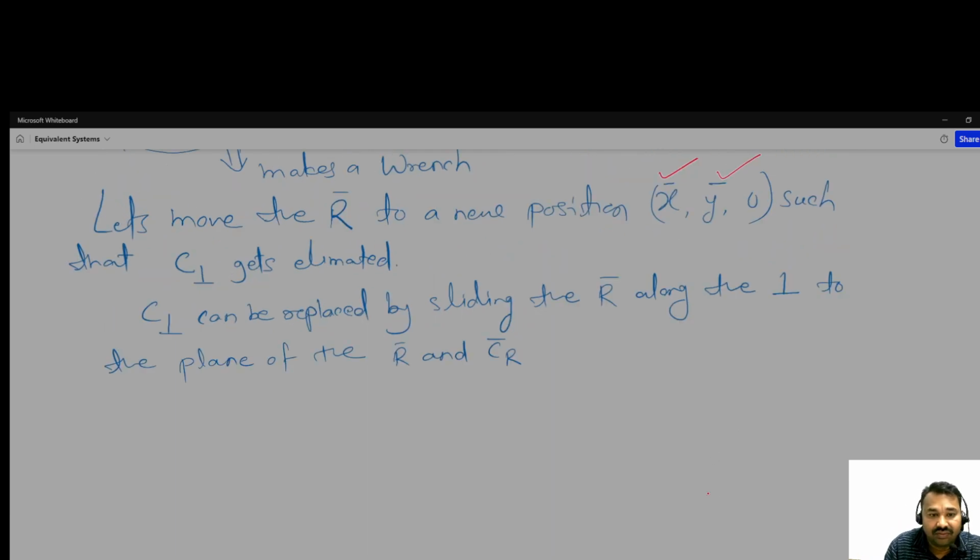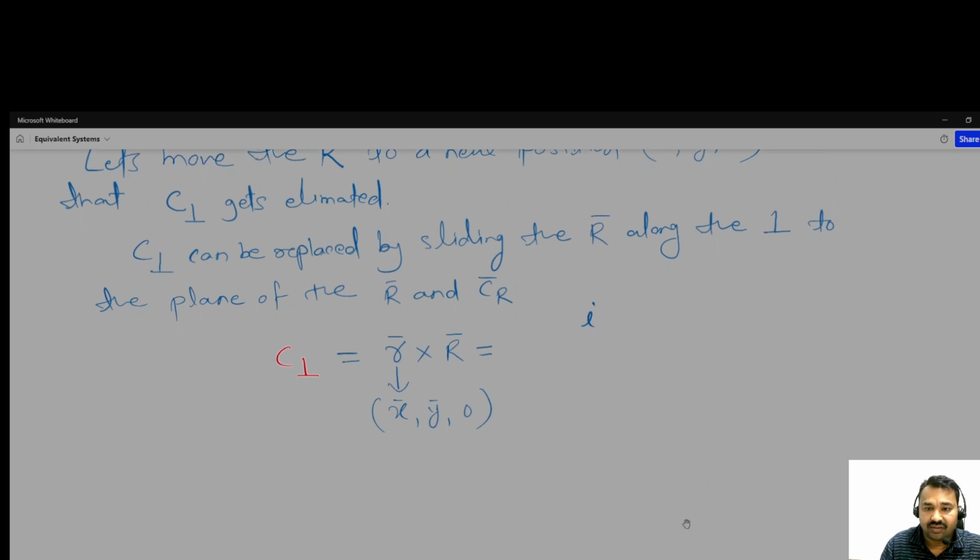Then what we have to do: C perpendicular is equal to the position vector R, taking the cross product with the resultant. What is the coordinate of this R? The coordinates are X, Y, 0, where 0 means from the origin. So this can be written as the determinant with i, j, k and x, y, 0.